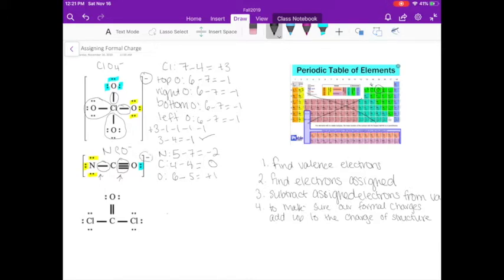Alright, finally we see that our total structure charge is -1. So adding all of our charges together, we see that we did indeed end up with -1 as our charge, so that works out as well.